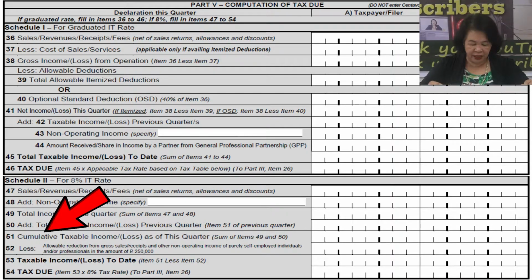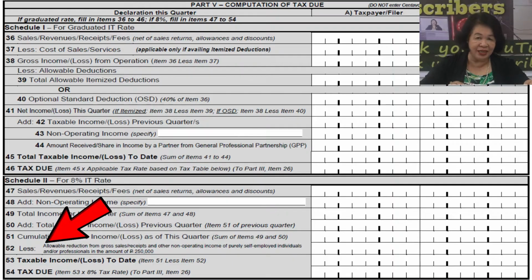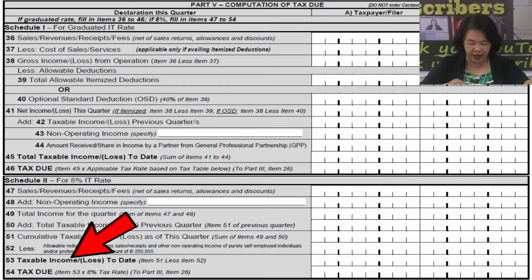And then less natin yung allowable reduction na 250,000. Itong 250,000 na subject to zero rate na tax, allowed lang po ito sa 8% na option rate. Kasi pag nag-itemize ka, yung 250,000, nandyan na yan, naka-built-in na yan, binabawas na rin yan sa taxable income. So, taxable income or loss to date, and then the tax due. Bakit? Kasi yung tax due, multiply mo lang sa 8% yung taxable income.